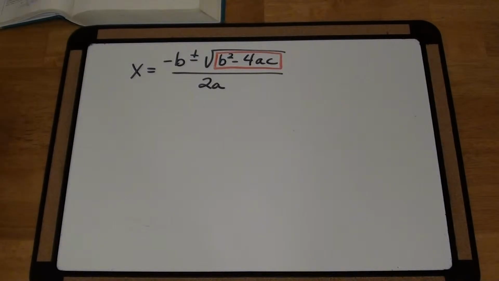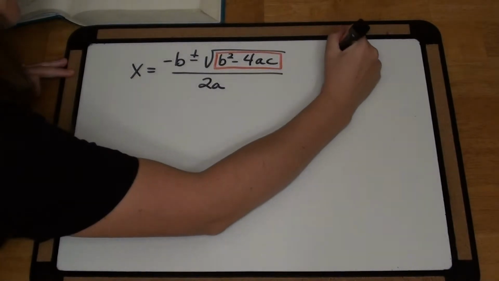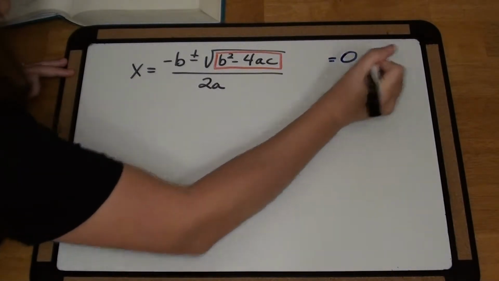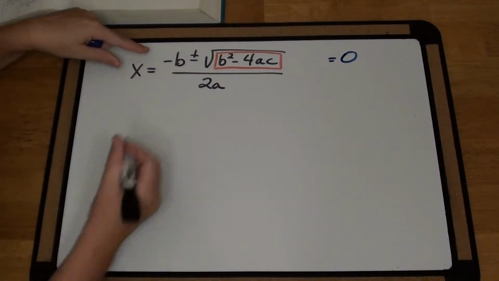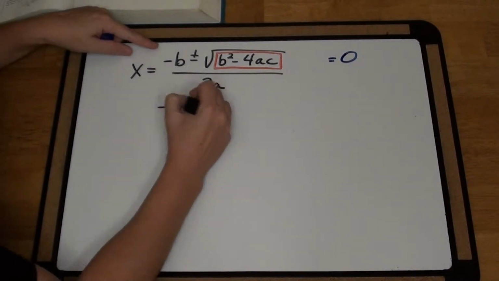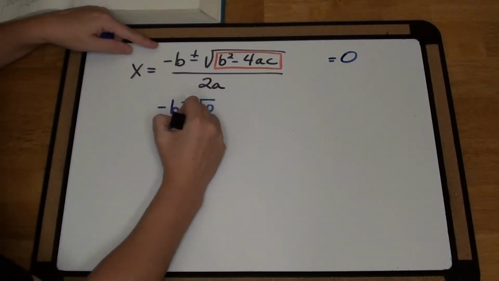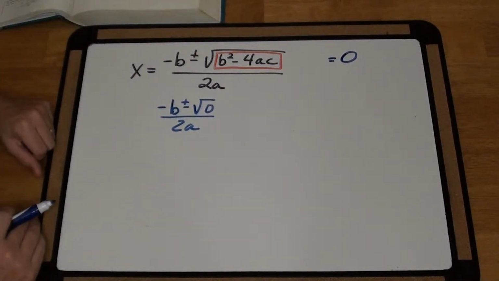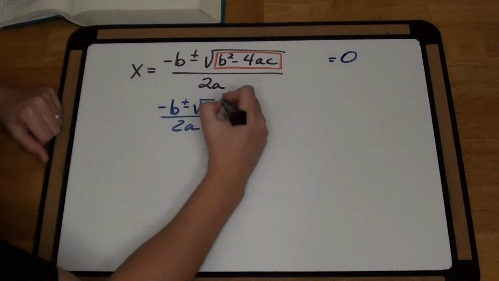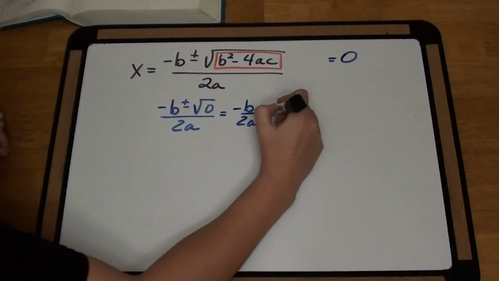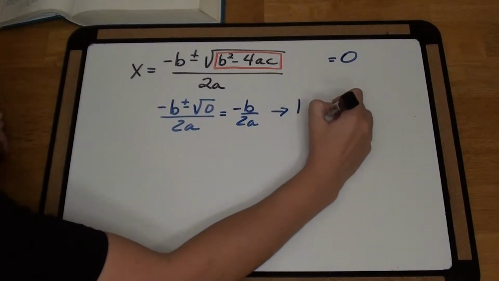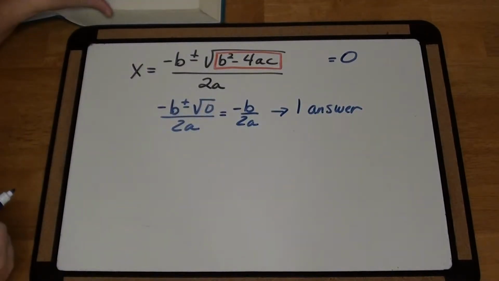Let's imagine that this discriminant equals 0. That would be easy. Let's say that b squared minus 4ac equals 0. So what would this whole thing come to? It would be the opposite of b plus or minus the square root of 0 over 2a. What is the square root of 0? 0. So what does this really equal? The opposite of b over 2a. How many answers did I get? I got one answer. When the discriminant equals 0, you have one answer.